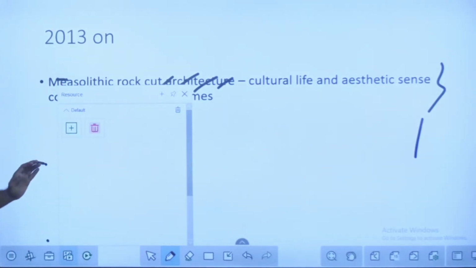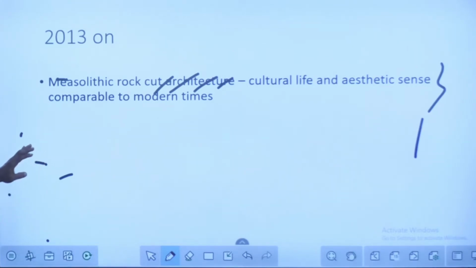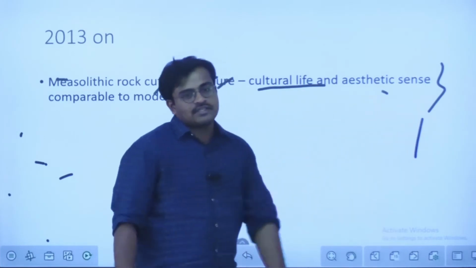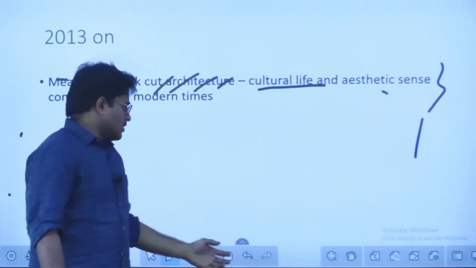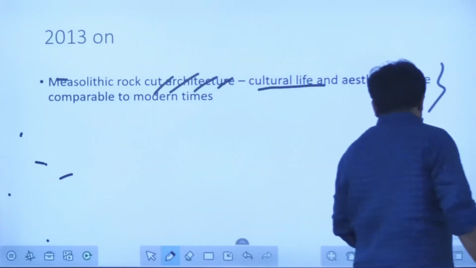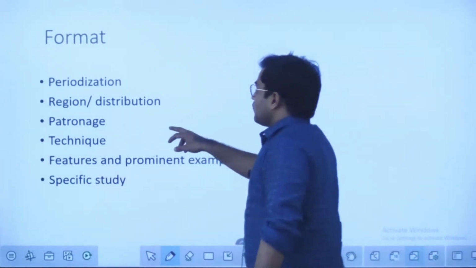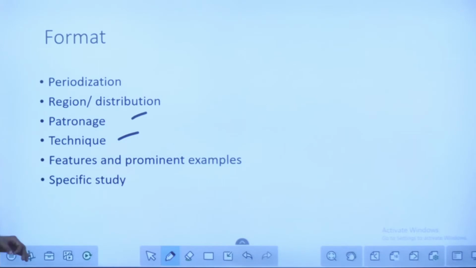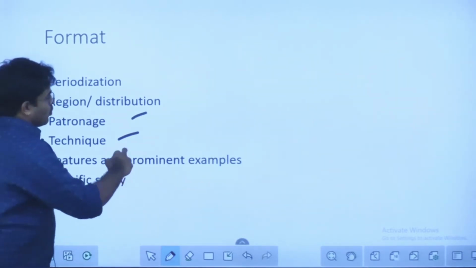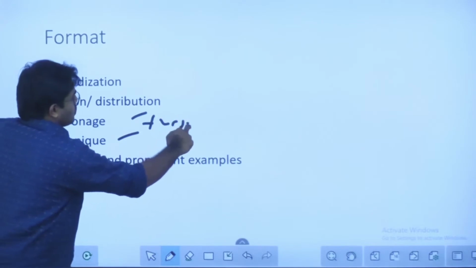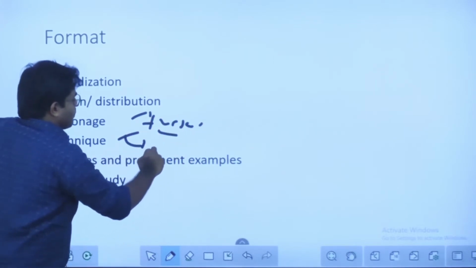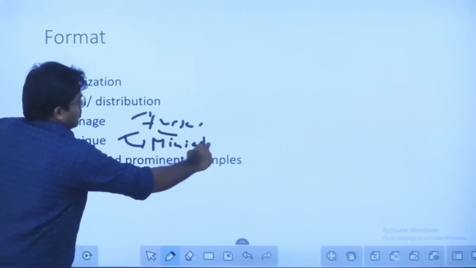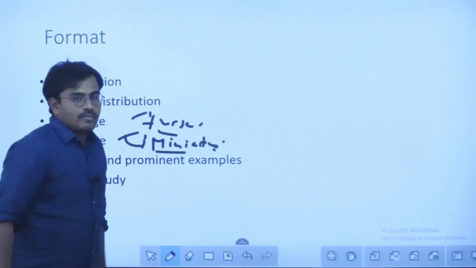When it comes to the answer formatting, same theme. First periodization you need to write, distribution you need to write, unique features you need to write. Then after that, in the final stage, you have to go to the reflection of cultural life and aesthetic sense of the modern paintings. I'll just show you the format for painting also. Similarly, periodization, region, distribution, patronage, and the technique used for painting are very important in most of the paintings, because in India, earlier we have two major types of painting. One is fresco. Then after fresco, you have the painting called the miniature painting style. Only two styles are there: miniature painting style and fresco.